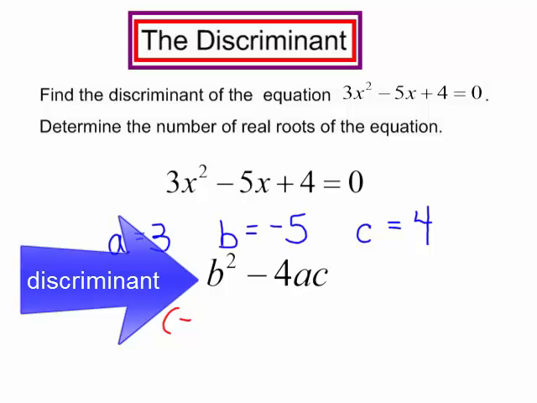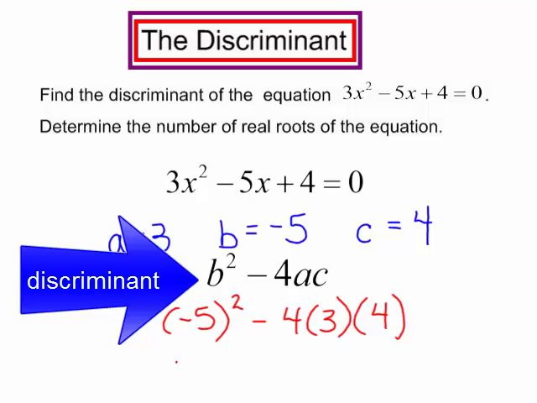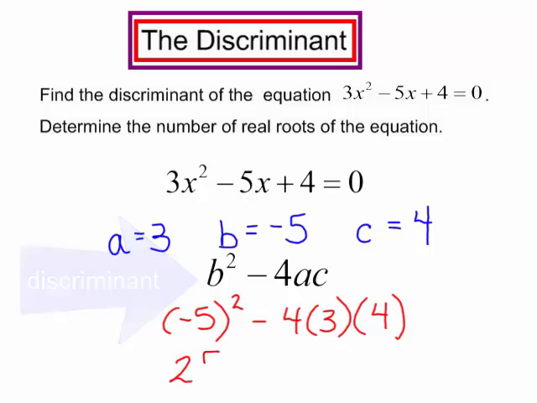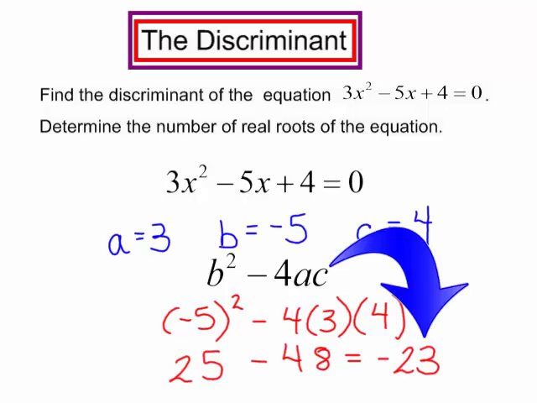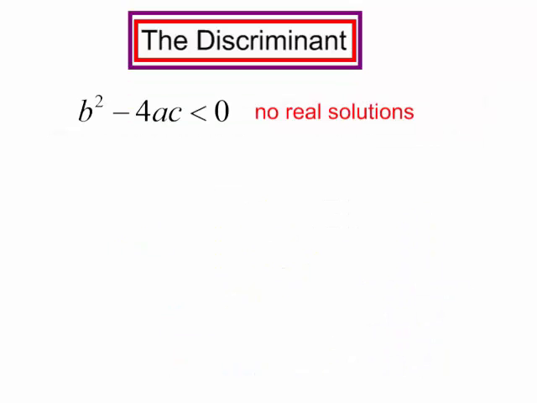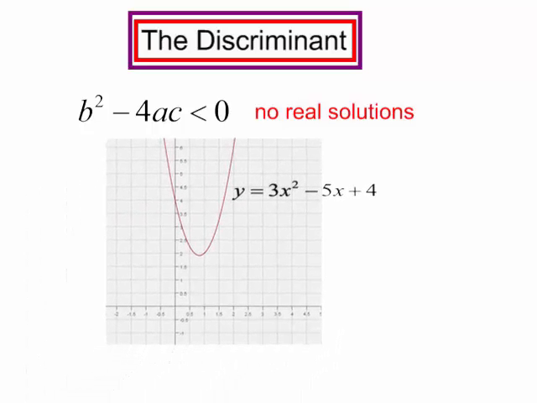Discriminant? Negative 5 squared, and I do have that in parentheses, minus 4 times a times c. Negative 5 squared is a positive 25. Be careful there. 25 minus 48 is negative 23. Our discriminant is negative. It is less than 0. It will have no real solutions. We can look at this on the graph. There are no x-intercepts.